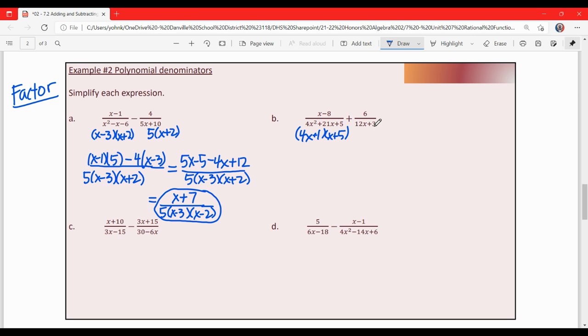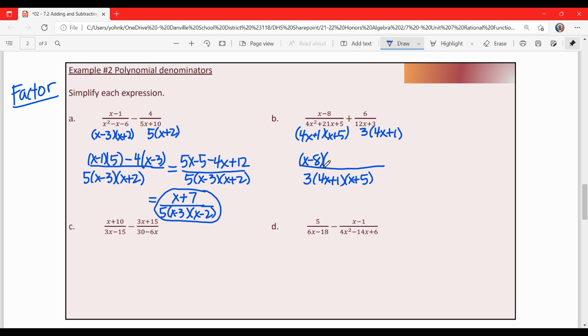Then I look at 12x plus 3. I can factor a 3 out, and that leaves me with 4x plus 1. So when I start my big fraction, I need a 4x plus 1. I need an x plus 5. I need a 3. I'm going to put that in front. And I need a 4x plus 1, but I already got it. So let's go to the top. I have an x minus 8.